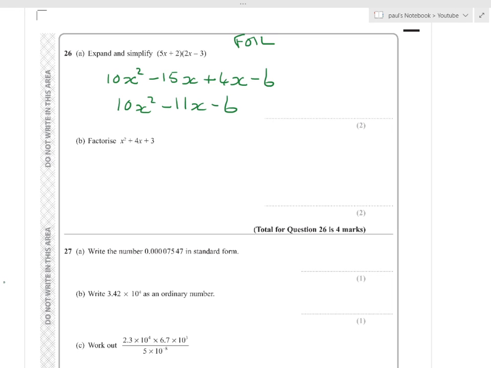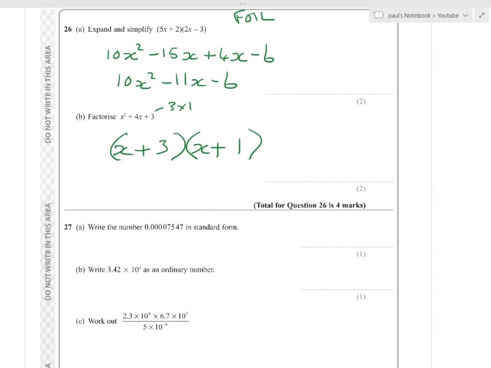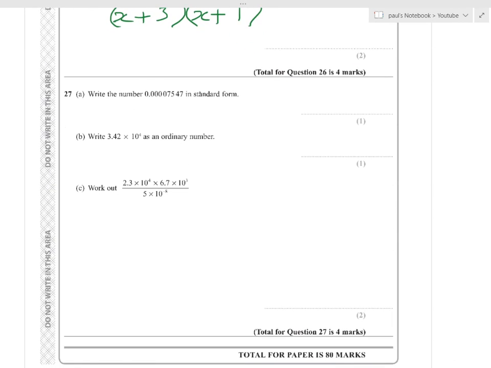Now factorize. So we're going to put these in 2 brackets, like that. So we're going to put x and x. Everything's plus, so we don't need to worry about that. So factors of 3 that add to 4, which is 3 times 1. So it's just 3 and 1. Doesn't matter whether you get the 1 and the 3 round the other way.